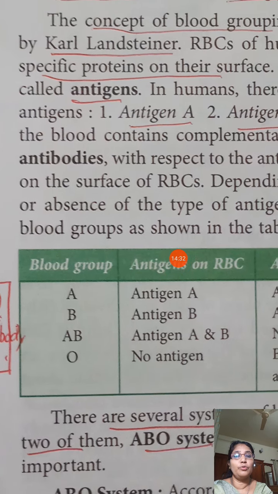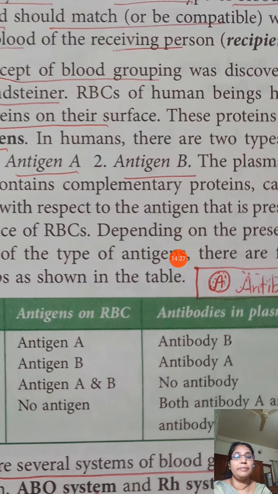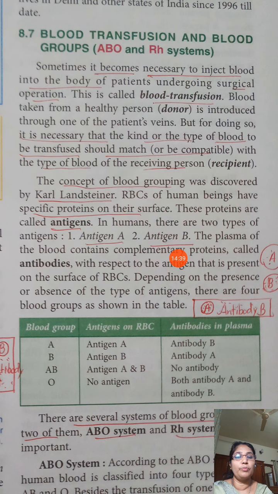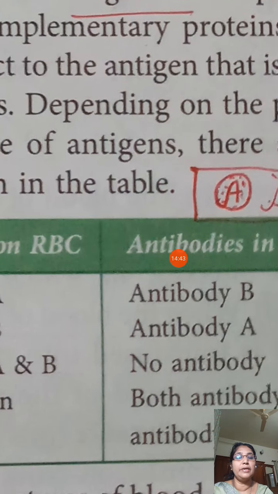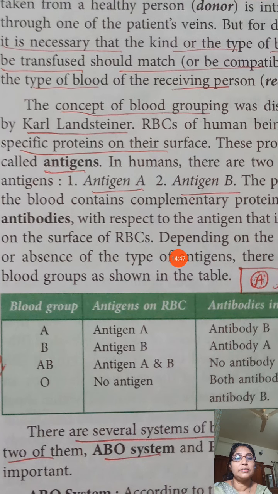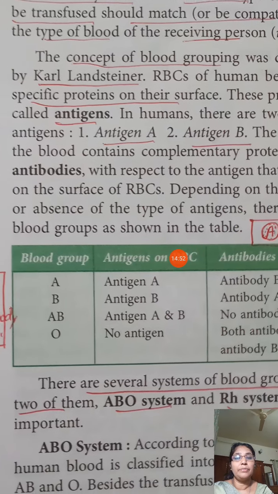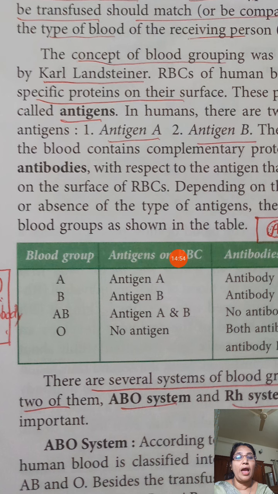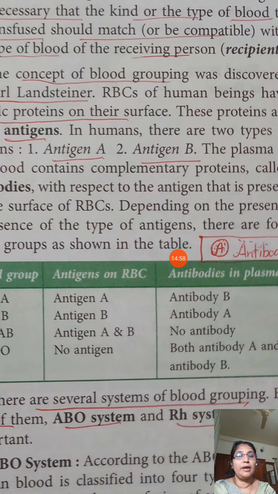A group person has antigen A and antibody B. A group person has antigen A in his blood and antibody B in his blood plasma. B group has antigen B and antibody A will be there, and AB person has antigen A and B but no antibody A and B.